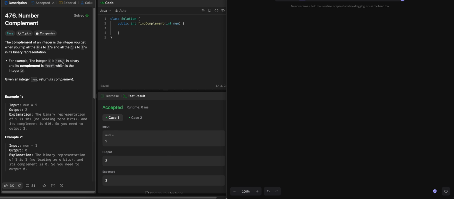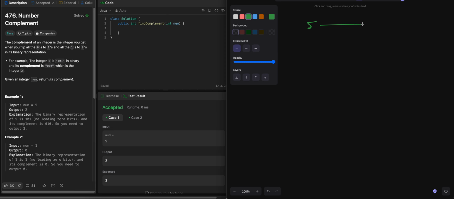Okay, so if you go through the problem description, basically what it's asking us to do is to find a number's complement. So if you look at the problem, in the question we have been given 5, and its complement is 2. So how we came to that is, if you write 5 as a binary representation, it will come as 101.